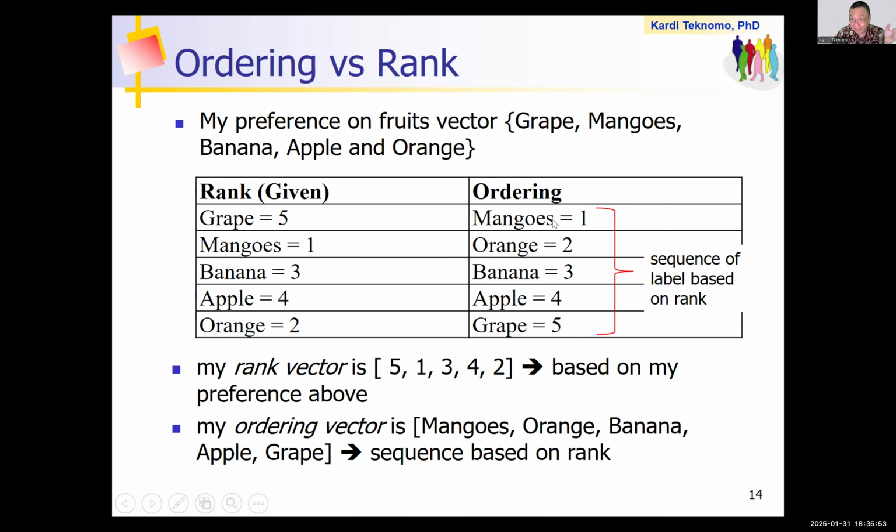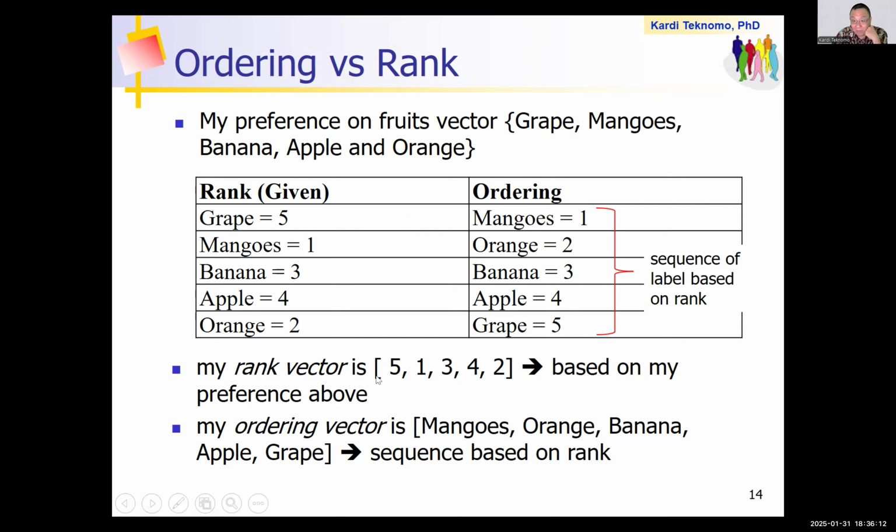The ordering is this one, for example. This is my rank vector. The sequence of the order is 1 to 5. So in this case, the rank of the grape is 5. Can you see the difference between the rank and the ordering?